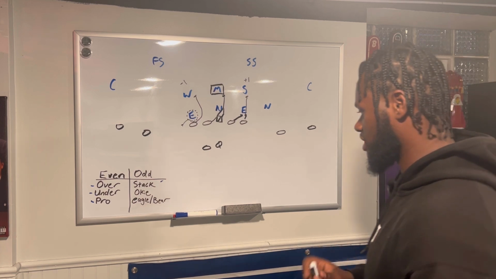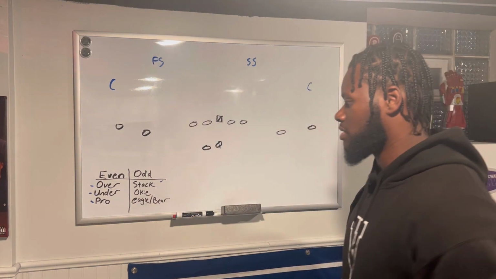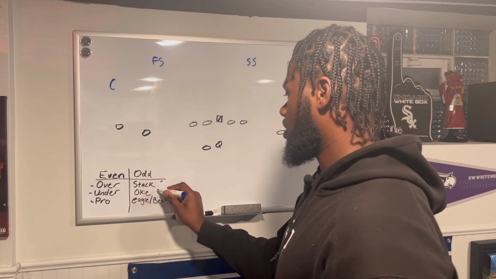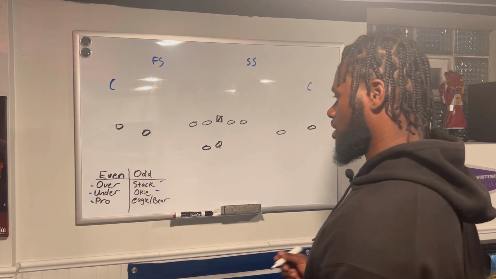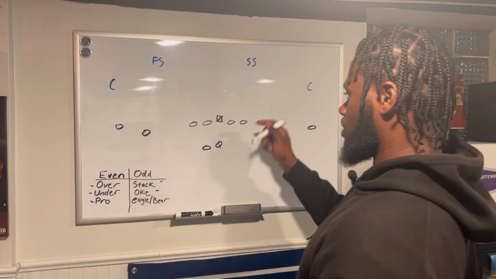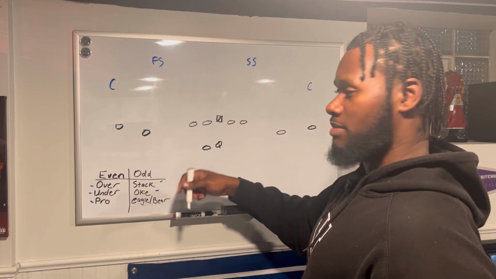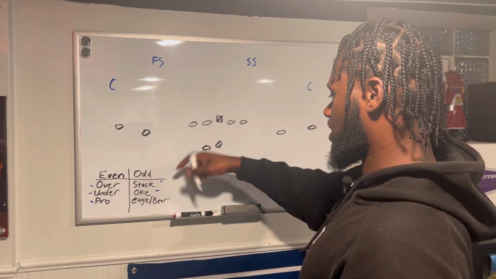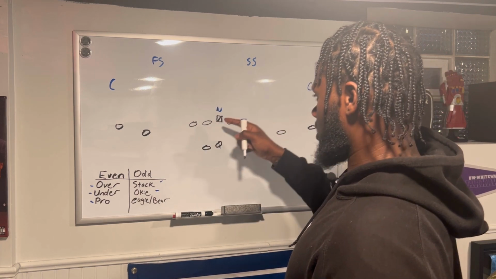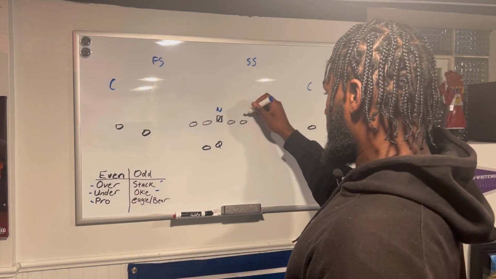All right, so it's pretty simple. Okay, so for our next front here, I'll talk about an Okie front. All right, so for our Okie, it pretty much starts with the defensive lineman in a similar lineup or alignment as the stack defense. You're going to have a zero technique right over the nose again.